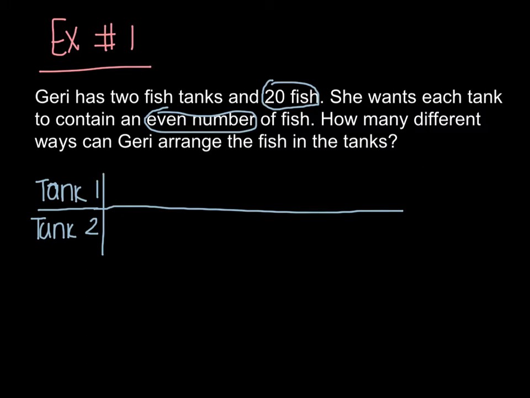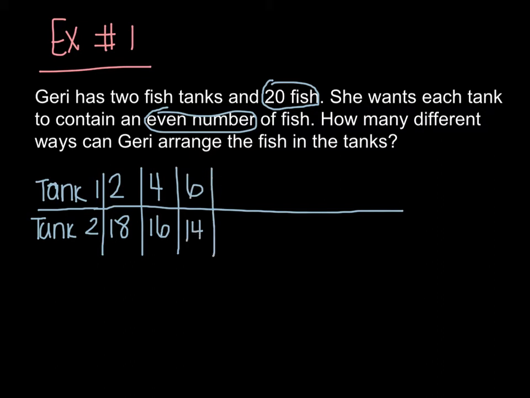She could have 2 fish in the first tank, which would leave her with 18 fish in the second tank, because that would be 20 fish altogether. And then she could have 4 fish in the first tank, because remember, she only wants even numbers. I can't have any odd numbers. And then she would have 16 fish in the second tank, because that equals 20. Then she could have 6 in the first one, and 14 in the second one, 8 in the first one, and 12 in the second one, 10 in the first one, and 10 in the second one.